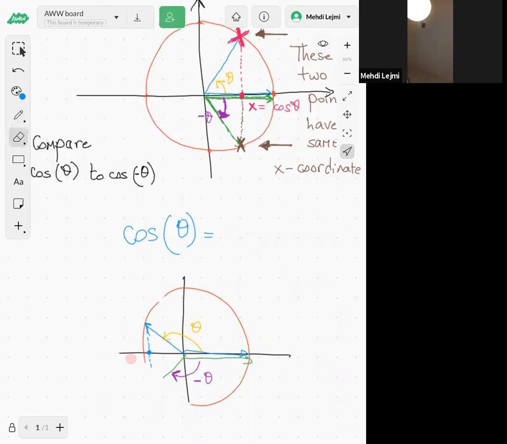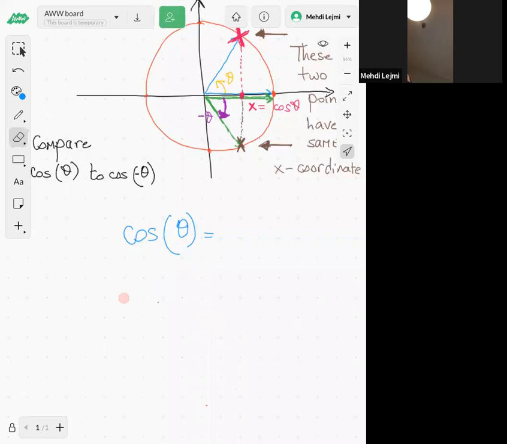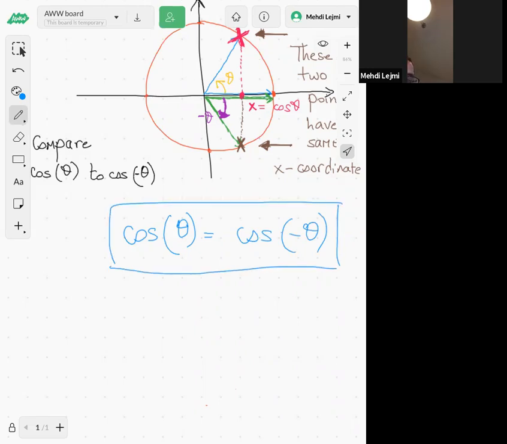The conclusion, guys, is that cosine of theta is equal to cosine of minus theta. And so cosine is actually an even function. This is very important. So cosine of minus theta. Remark.